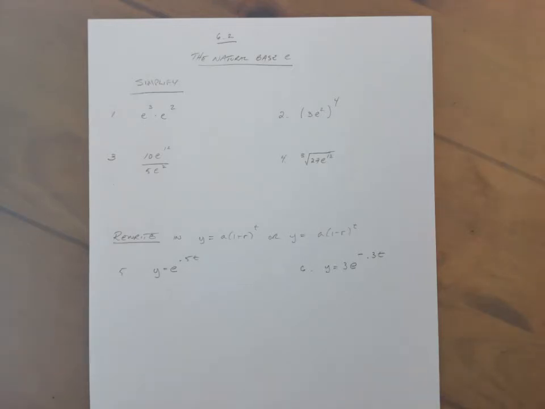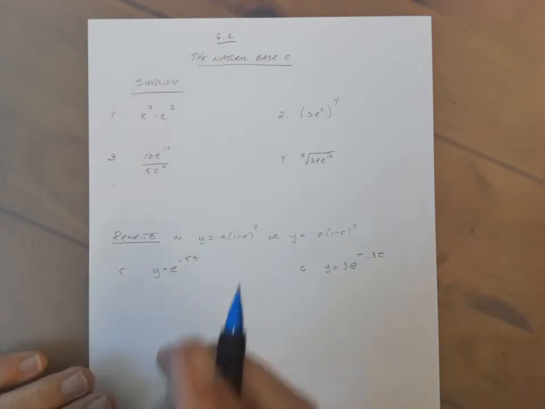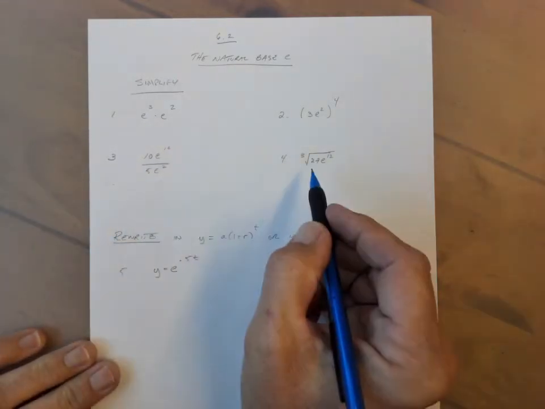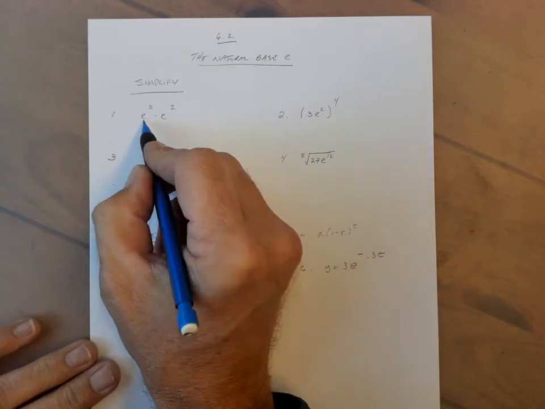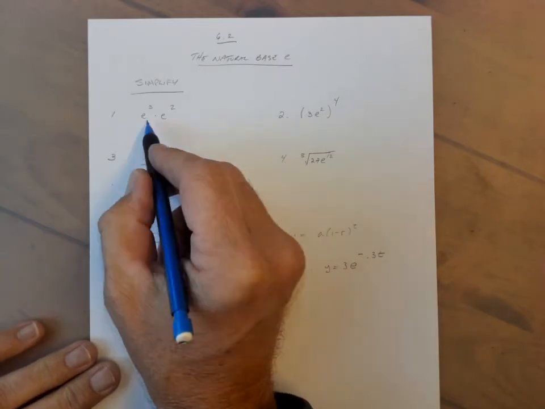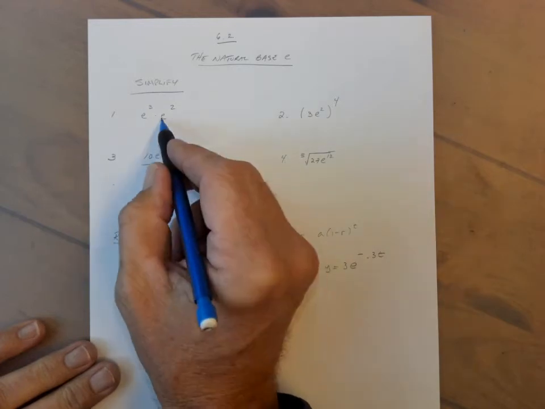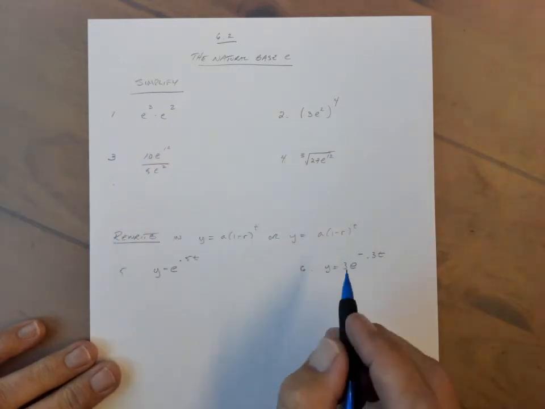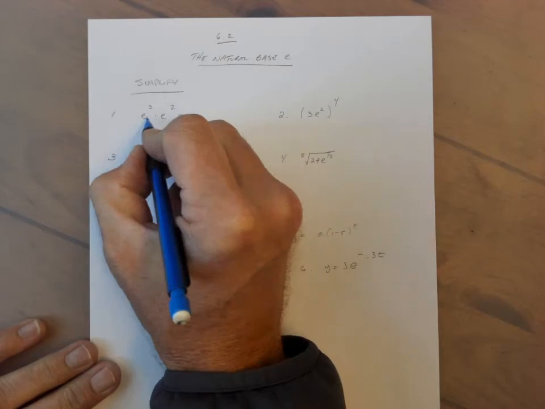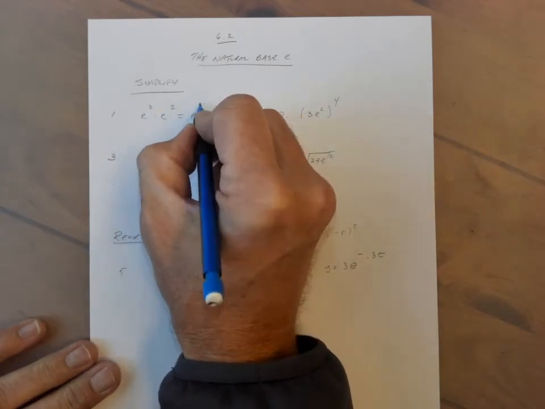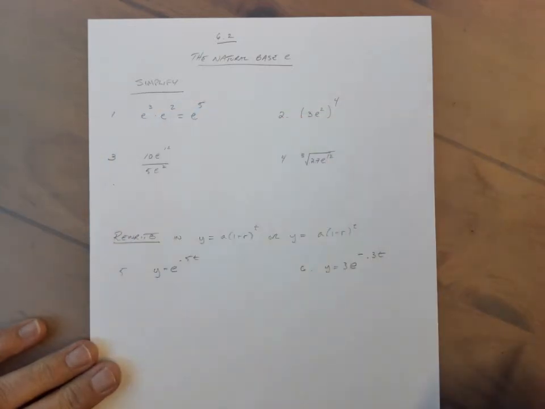Okay, today we're moving on to section 6.2 in our text, and we're talking about the natural number e and using it as our base for exponential functions. Now, first off, a couple of simplifying problems where we're really doing nothing different than we did if we had x cubed times x squared or 5 cubed times 5 squared. Our rules here are exactly the same. Multiplying like bases, we add our exponents and we get e raised to the fifth.